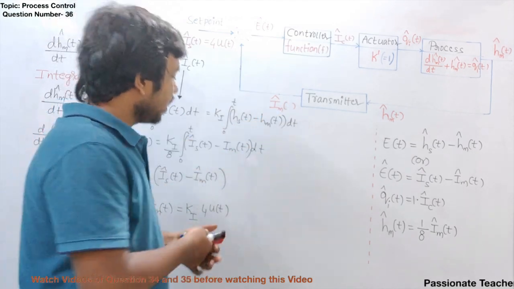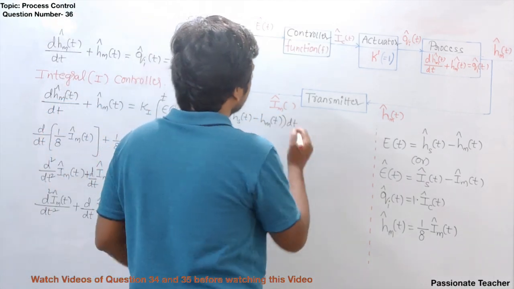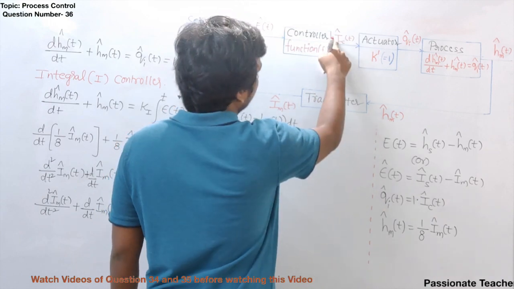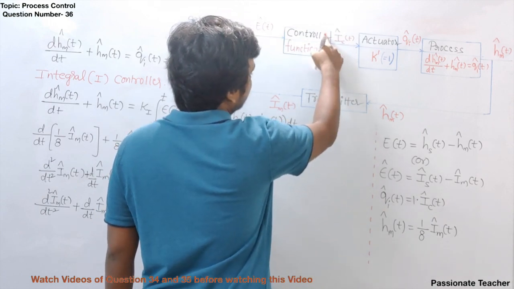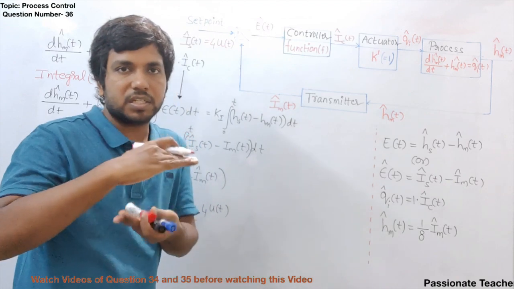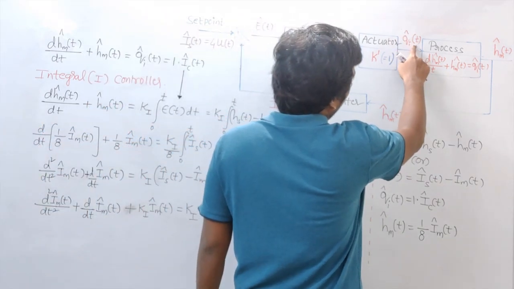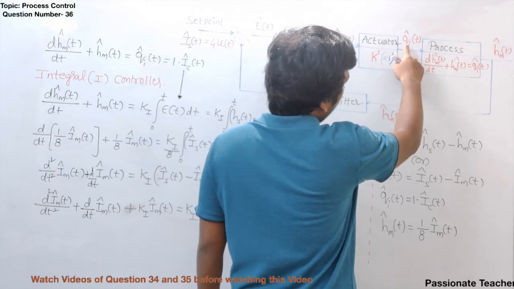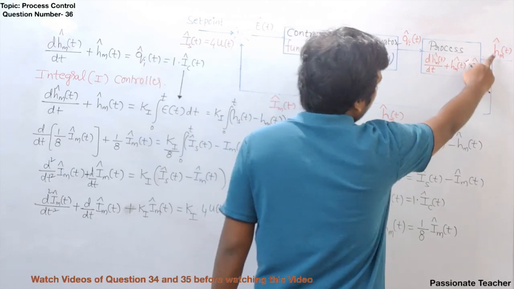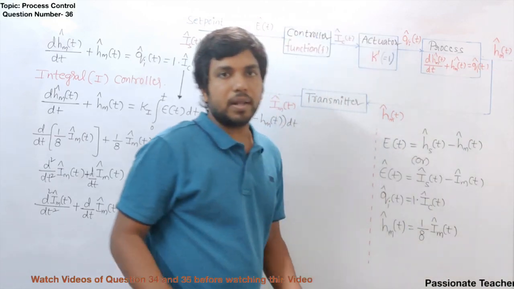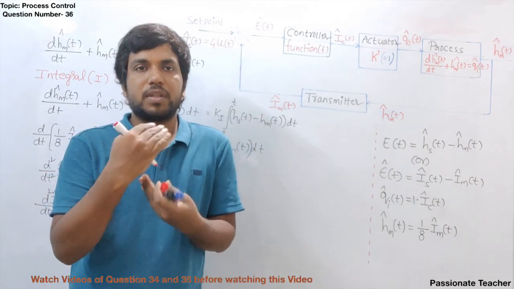By this term, you might know that E cap of t is the deviation in the error, and IC cap of t is the deviation in the controller output from the initial steady state value. QI of t is the deviation in the actuator output, that is, the fluid flow rate, and HM cap of t is the water level deviation with respect to time.